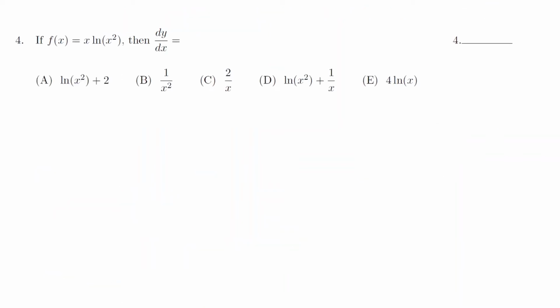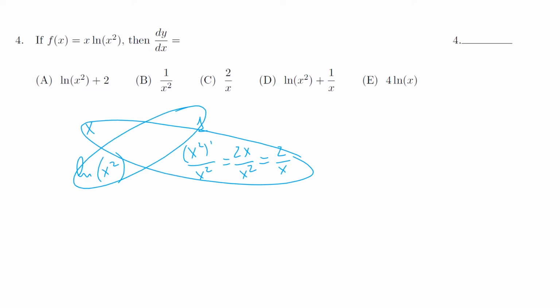Next, if f of x is equal to x times ln of x squared, then dy/dx is the first derivative, and here we have a product rule. So we have to do the box method really fast. X times ln of x squared, so the first derivative of x is 1. The first derivative of this guy is x squared prime over x squared, which is the same thing as 2x over x squared, which is the same thing as 2 over x. Then all I'm doing is just this. So it's equal to ln of x squared plus x times 2 over x, which is ln of x squared plus 2, which is A.